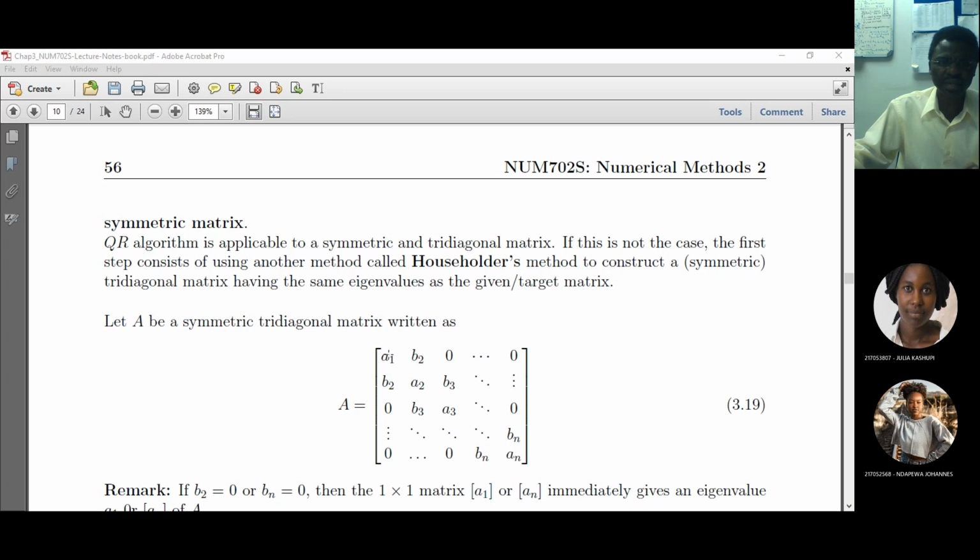Okay, now assume that we have this matrix A, which is a symmetric tridiagonal matrix. You can see we have 3 diagonals here, and it's symmetric. Symmetry means that if I compute the transpose, it's exactly the same. And you can see this B2 is the same here, this B3 is the same here, and so forth, Bn. So if it's transposed, it's still the same.